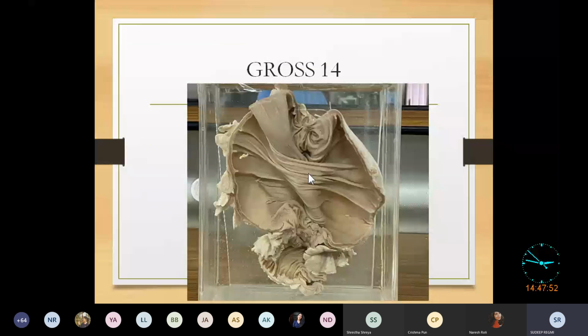Gross number 14. So this is also a colon. Can someone tell this? What is it? Unmute yourself and just describe this gross specimen, please.